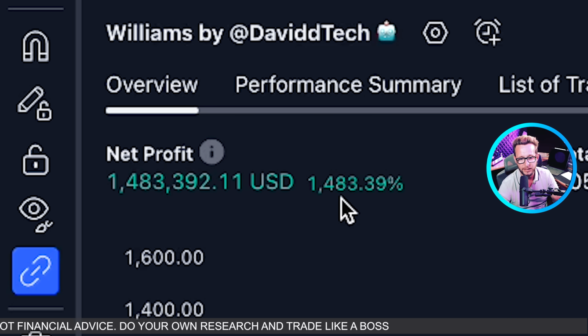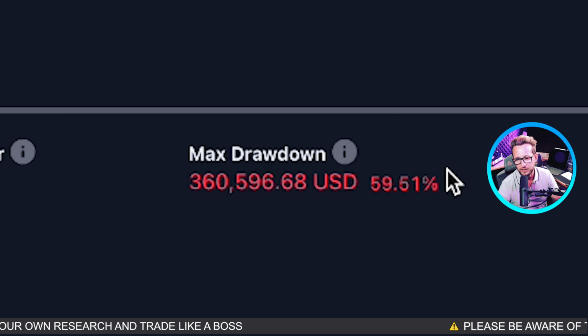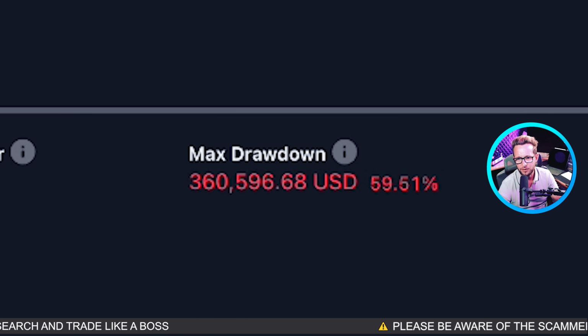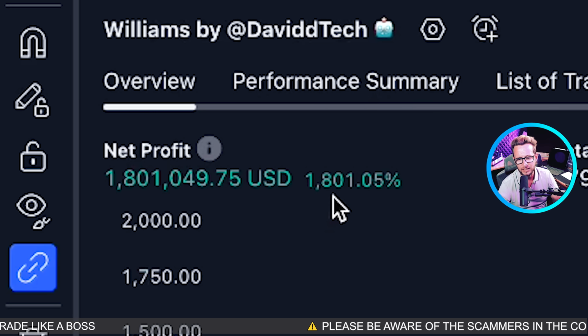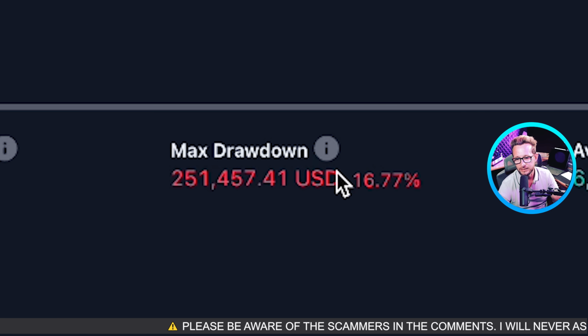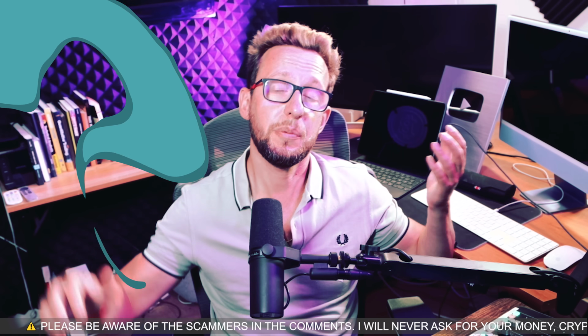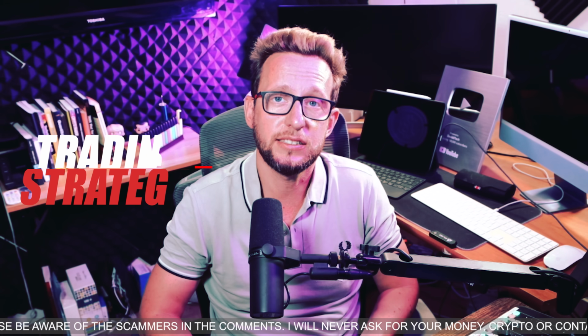Another BTC setup. This one would have been 1,483% on a 50% win rate. Huge max drawdown. Wouldn't trade that one myself. And this one here has 1,800%, 53% win rate, and only a 16% max drawdown. Absolutely excellent.